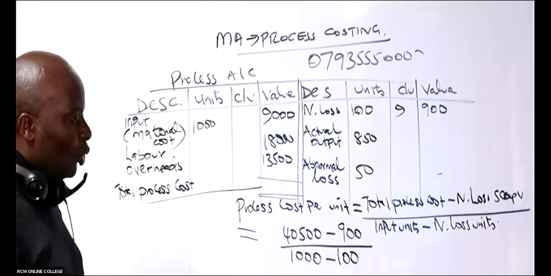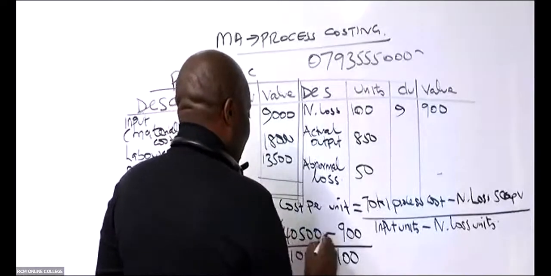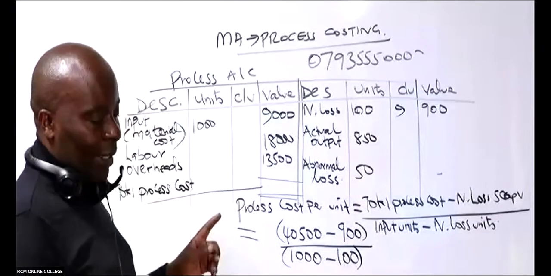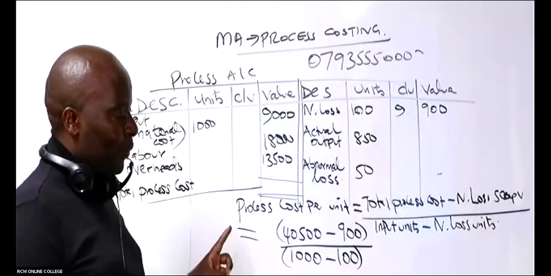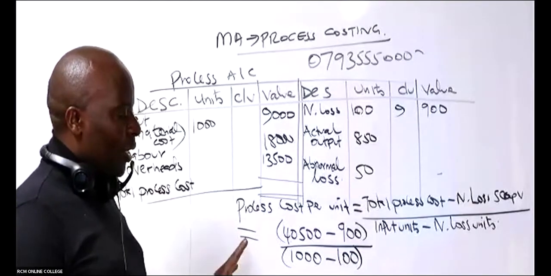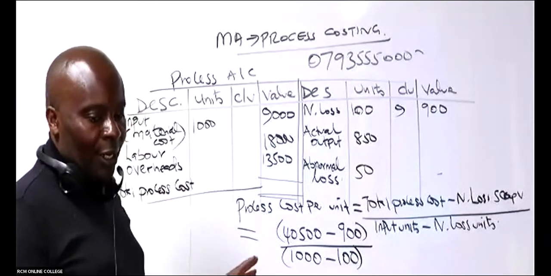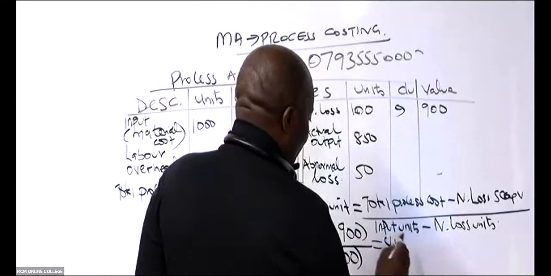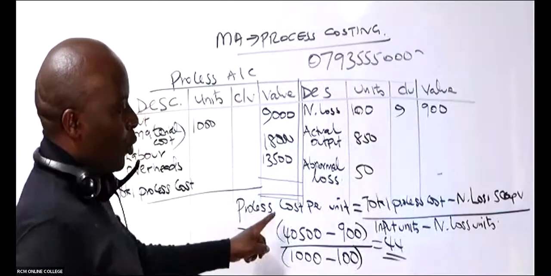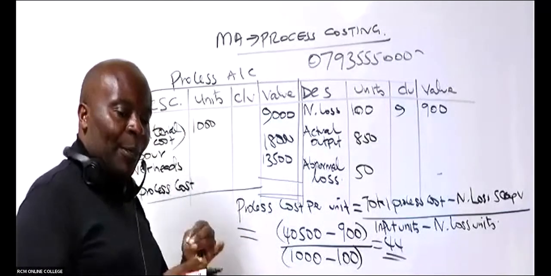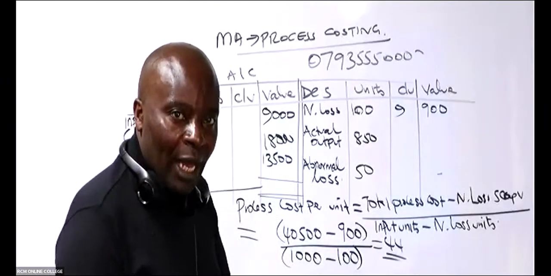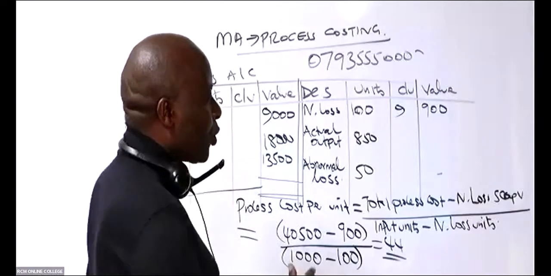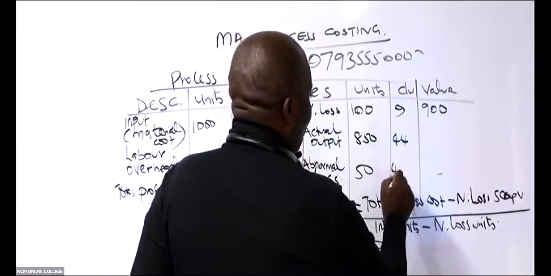Is there someone who is able to do their abracadabra here until they give us the final answer? So you say open brackets, 4,500 minus 900 close, divided by open brackets, 1,000 minus 100 close. These ninjas are giving me a figure of 44. So remember, 44 is the process cost per unit, applicable for actual output, abnormal loss, and what we shall be calling abnormal gain. So here, you put 44, 44 like that.